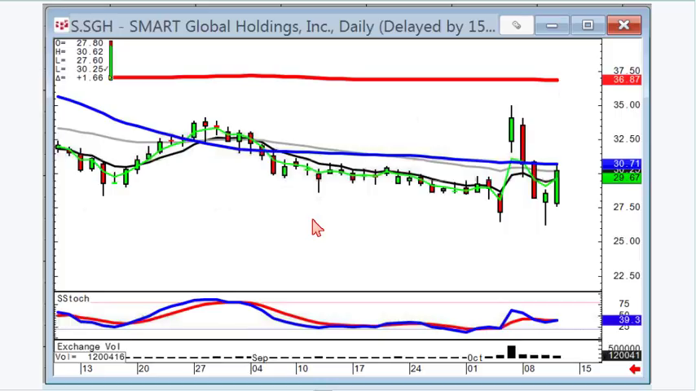And then the 200,000 has a dual factor. One, I want to be able to get in and out of positions quickly. When I put in an order, I want to have it executed almost immediately. And secondly, with that amount of volume, it makes sure that your signals are going to be that much more accurate.